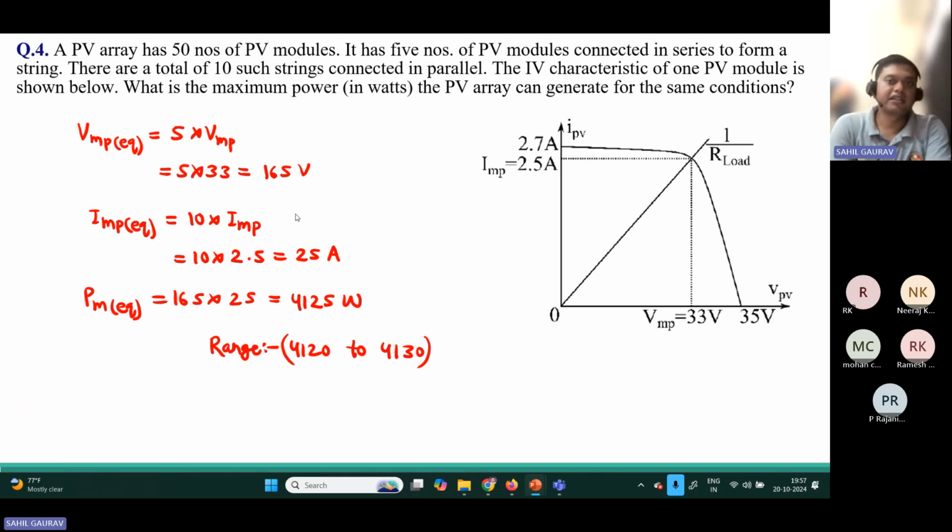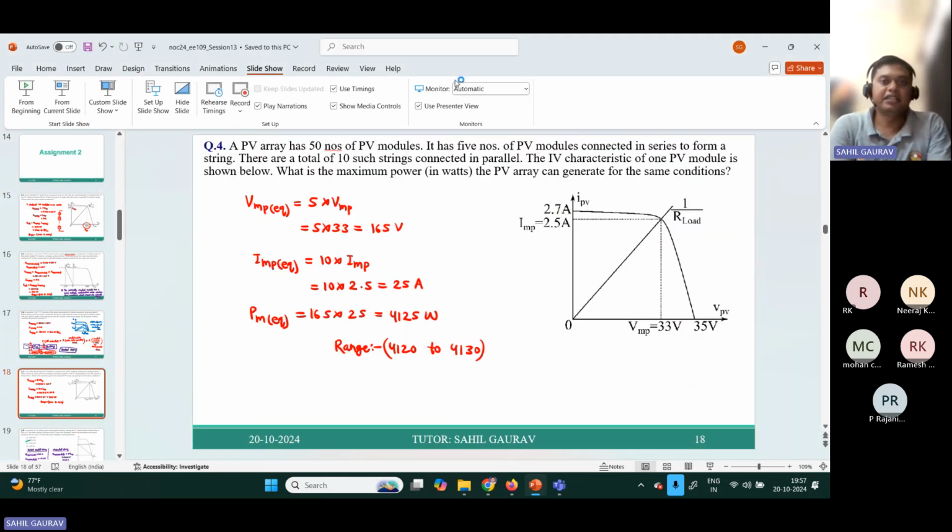Now coming to the parallel connection of cells, parallel connection of modules. Here a PV array has 50 PV modules, with 5 PV modules connected in series to form a string, and there are 10 such strings connected in parallel. The series connection of modules decides the voltage level. So 5 modules are connected in series, and this VMP equivalent will be 5 into 33, because the maximum power point voltage for each module is 33 volt. So it will be 165 volt.